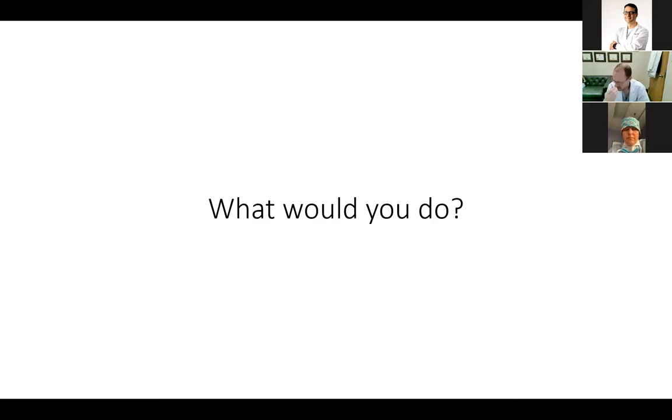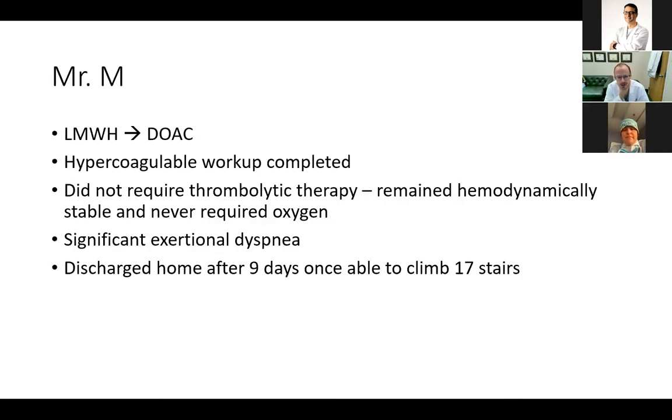So he was seen by myself, by Mark Tushka, and Emerge. There was a phone call to interventional radiology and a conversation with the Emerge doc. So between the four of us, we agreed that we should not do an operation. He was anticoagulated with heparin and transitioned to a DOAC. He did not get thrombolytics either because he had no tachycardia, no hypotension, and was on room air. And with just anticoagulation, he never did require thrombolytics.